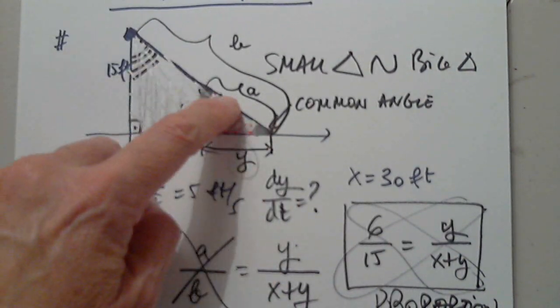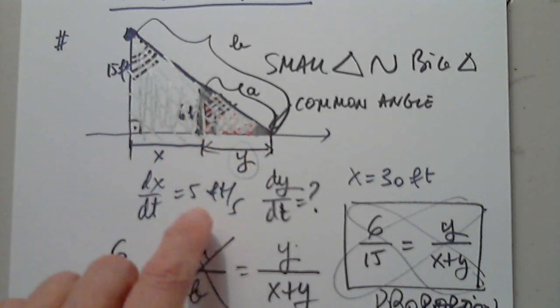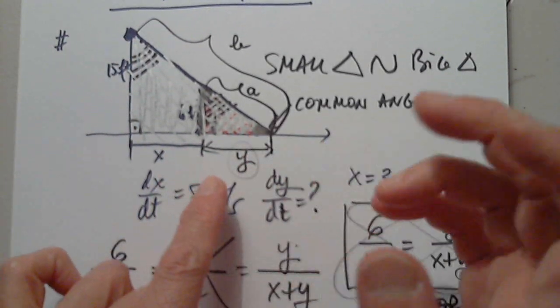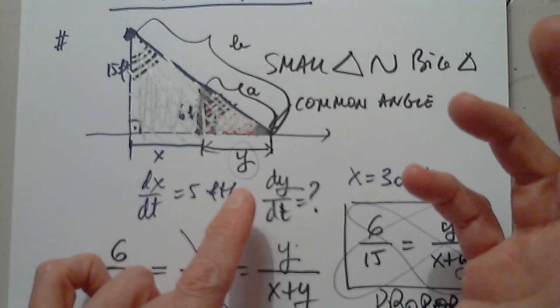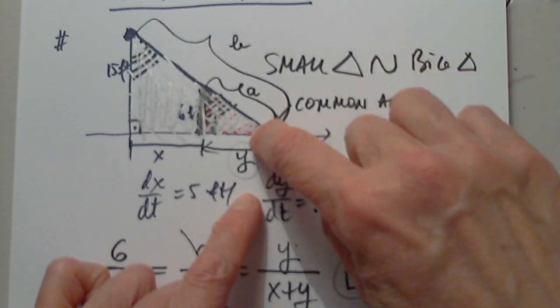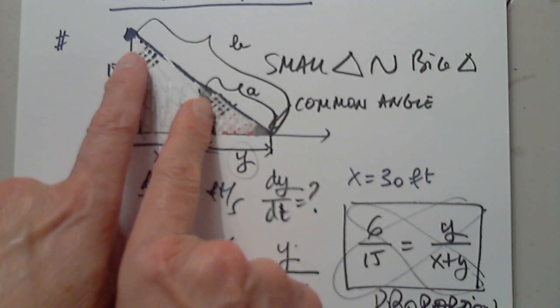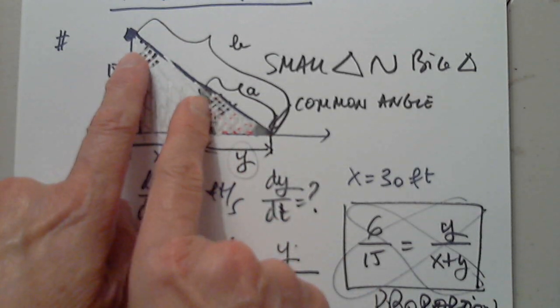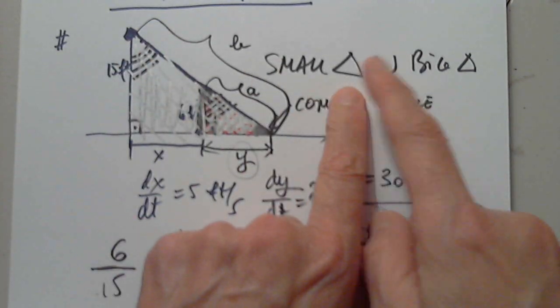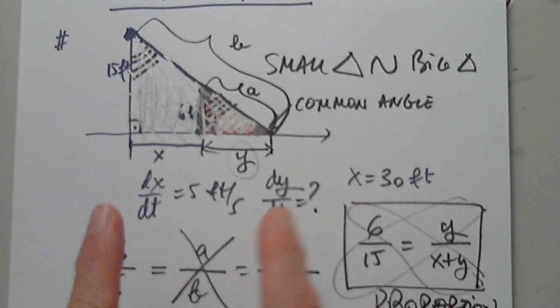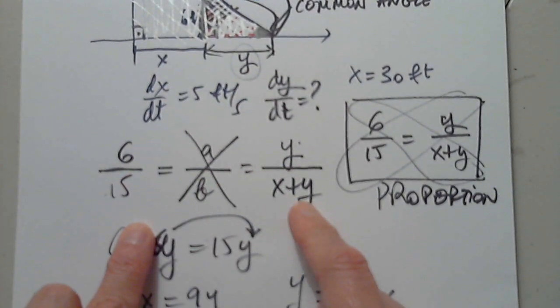So the small triangle is similar to the big triangle because they have equal, or congruent, angles. The common angle is the same, and the right angle is the same. Therefore, these have to be the same. Because the small triangle is similar to the big triangle, I can write proportions with their sides.